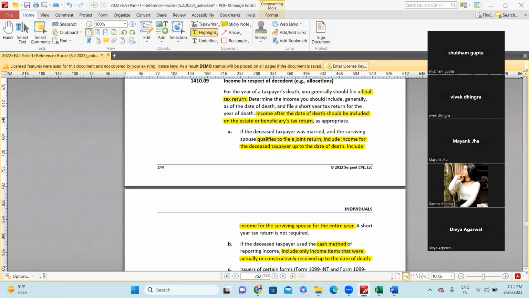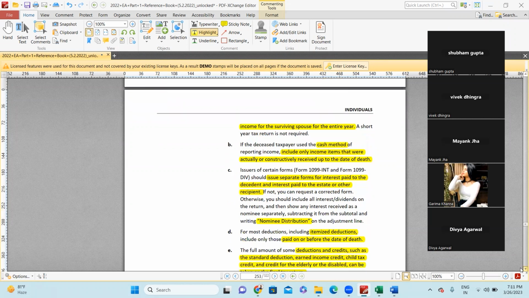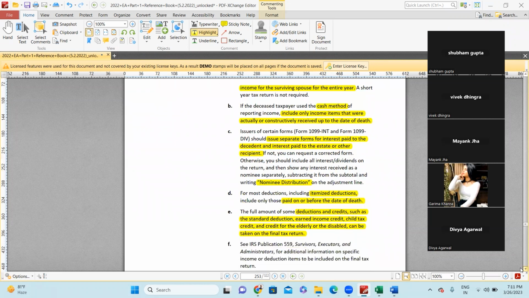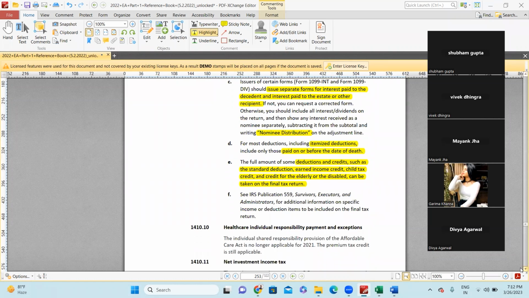Clear? So point number A was the joint return benefit. Point number B was cash method of accounting, how we need to deal. Point C was for interest or dividend nomination, right? And then point D was for itemized deduction, and E was for standard deduction and tax credit, right?